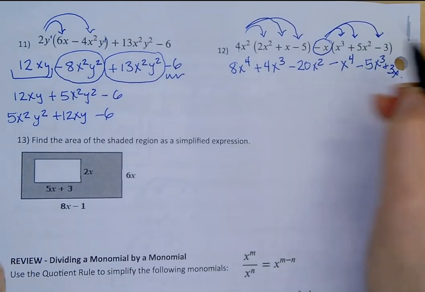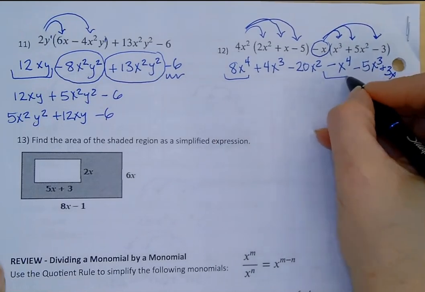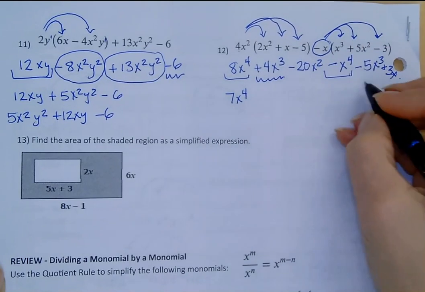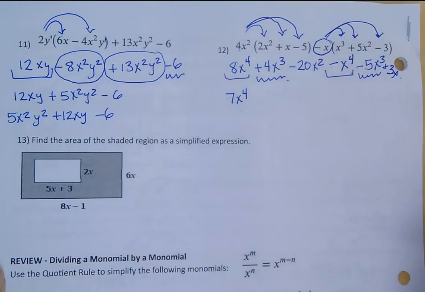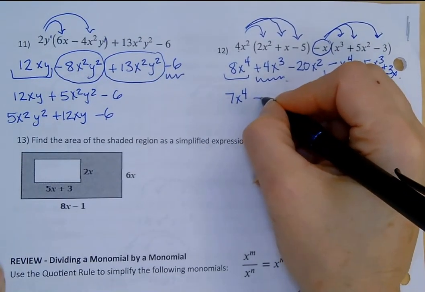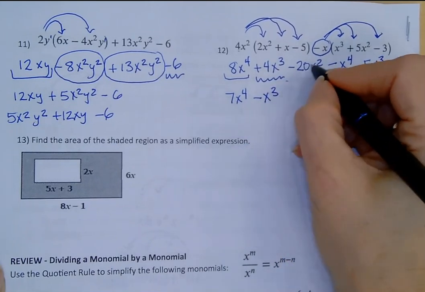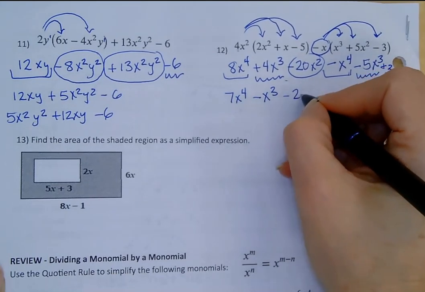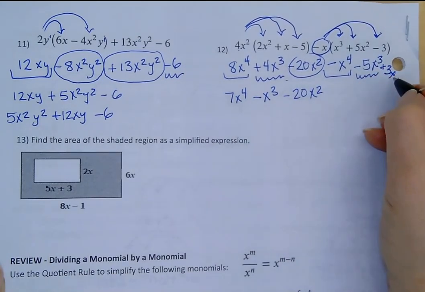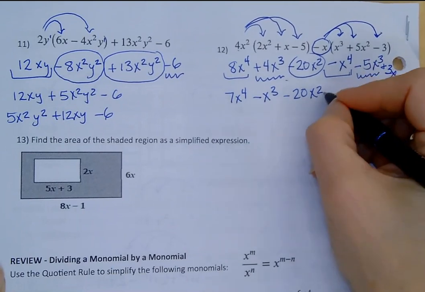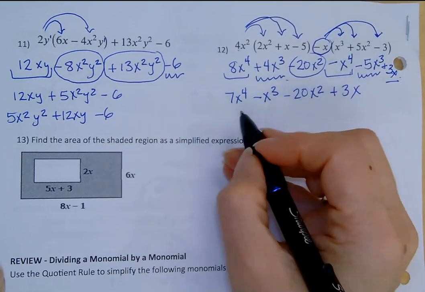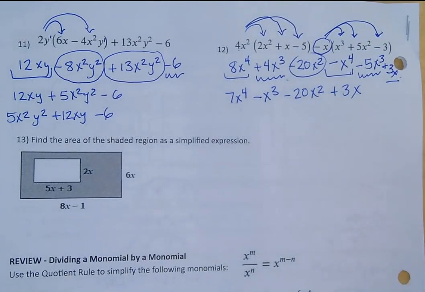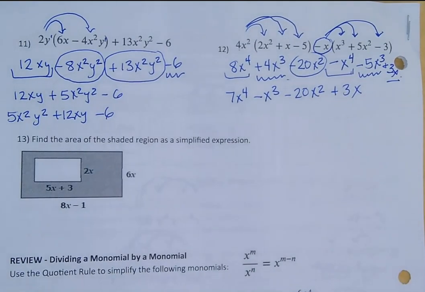Okay, I'm going to combine like terms where I can, so I have 8x to the 4th minus x to the 4th is 7x to the 4th. I have 4x cubed and negative 5x cubed, so that's minus 1x cubed. And then I have negative 20x squared. Nothing else matches that guy. And then finally, just 3x. So that should be the end of it. I am in alphabetical order because there's only one variable letter, and I'm in descending exponents.